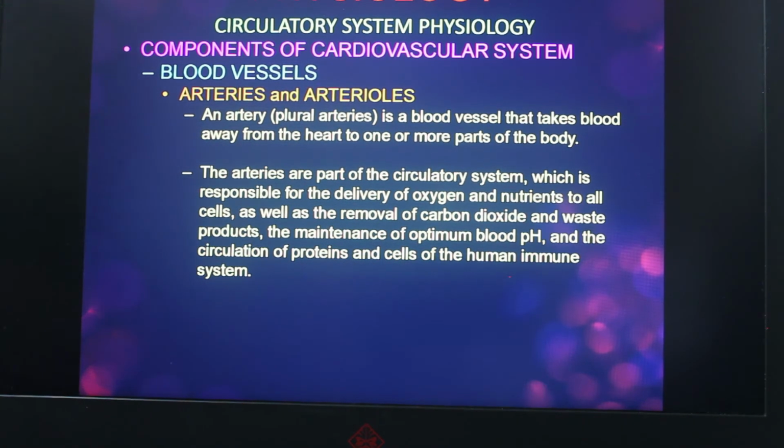The arteries and arterioles. An artery, and the plural is arteries, is a blood vessel that takes blood away from the heart to one or more parts of the body. The arteries are part of the circulatory system, which is responsible for the delivery of oxygen and nutrients to all cells, as well as the removal of carbon dioxide and waste products, the maintenance of optimum blood pH, and the circulation of proteins and cells of the human immune system.